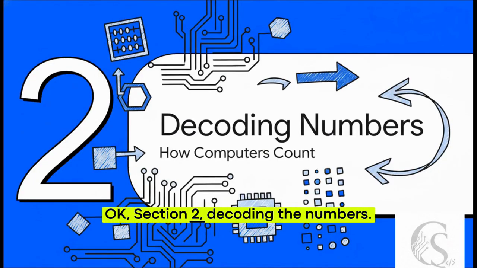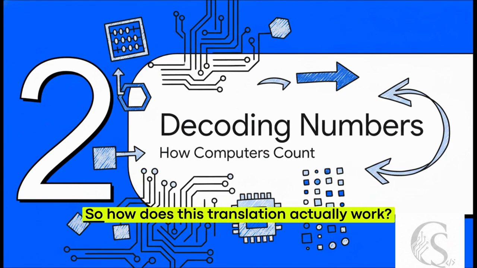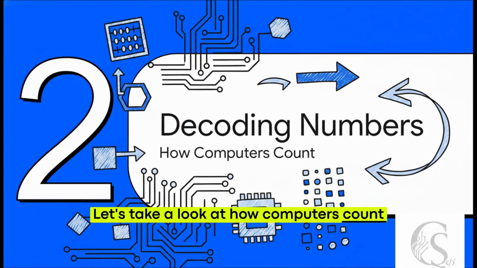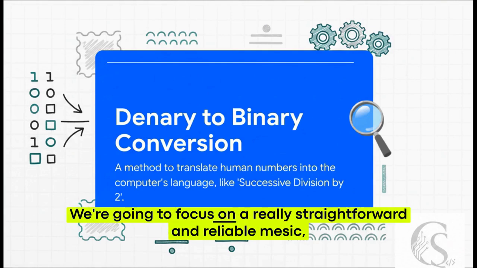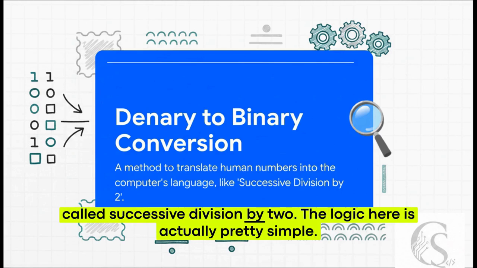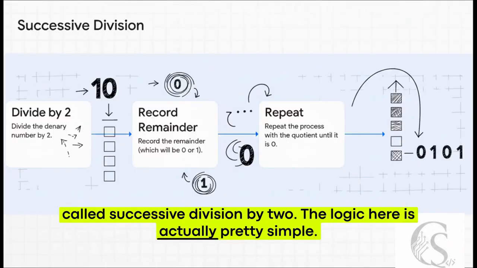Okay, section 2, decoding the numbers. So how does this translation actually work? Let's take a look at how computers count by converting our numbers into their language. Well, the process is called conversion, and there are a few ways to do it. We're going to focus on a really straightforward and reliable method called successive division by 2. The logic here is actually pretty simple.